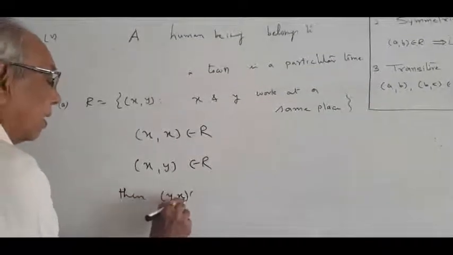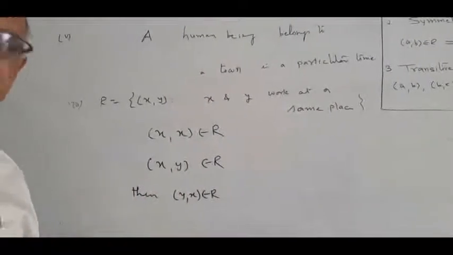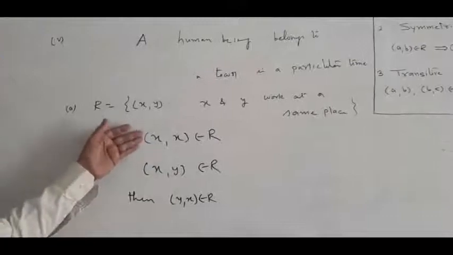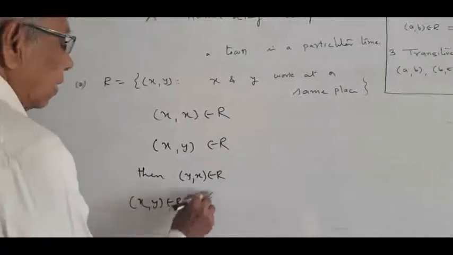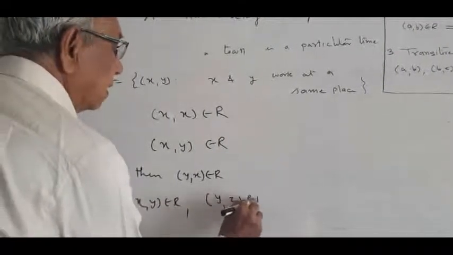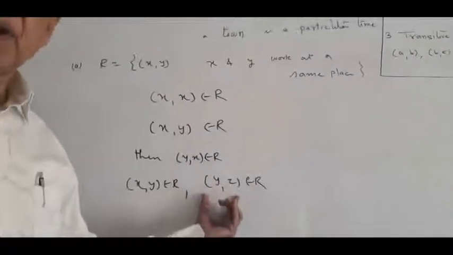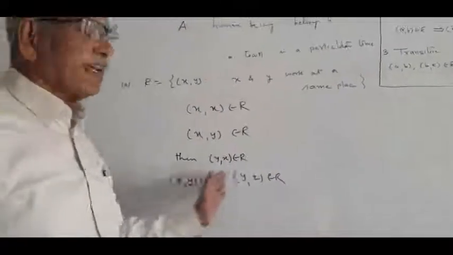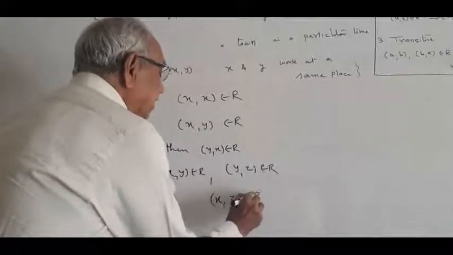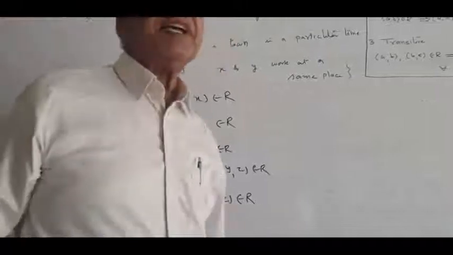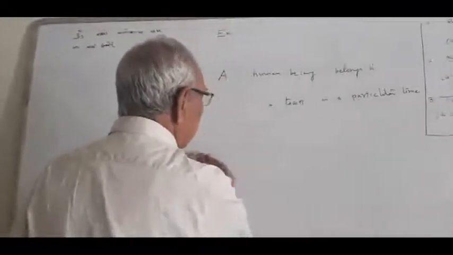belongs to R, because when x and y work at the same place, y and x also work at the same place, which means the relation is symmetric. Here the relation is reflexive. When (x, y) belongs to R and (y, z) belongs to R, that means x and y work at the same place, y and z work at the same place, therefore naturally x and z work at the same place, so (x, z) belongs to R. Means the relation is transitive, right? So this relation is an equivalence relation because it is symmetric, reflexive and transitive.